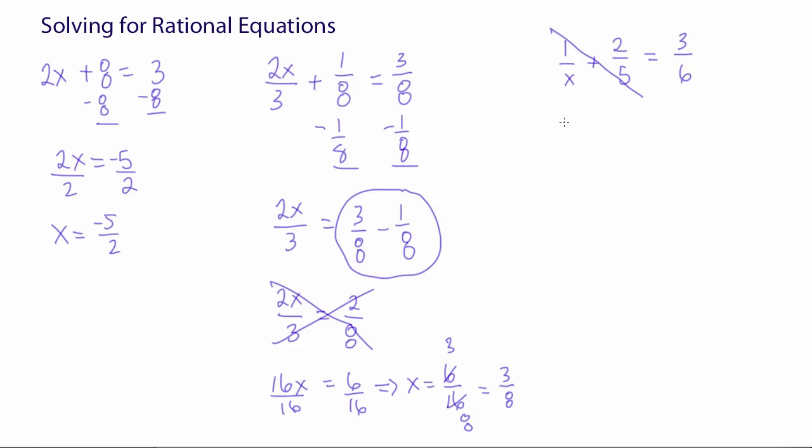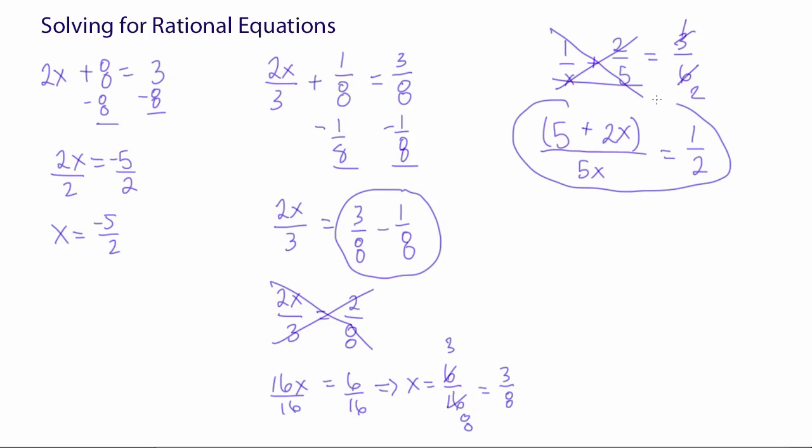1 times 5 is 5. x times 2 is 2x over x times 5 is 5x. There's a plus in the middle. There's a plus here too. Equals 3 over 6 really is half, isn't it? So we might as well reduce, right? 3 goes into 3 once. 3 goes into 6 twice. Okay. And because this is a binomial, we should put parentheses. And you can see this setup right here is a setup that we've seen previously.